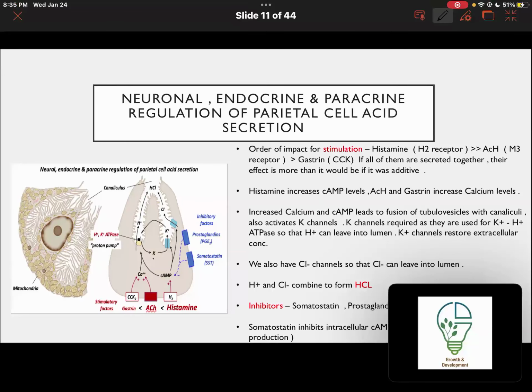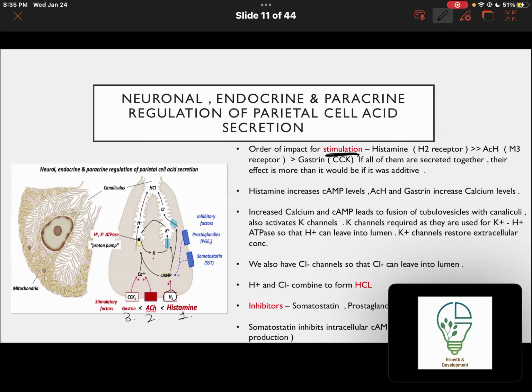So we're going to talk about the 3 main factors that lead to an increase in HCl, which stimulate HCl. So stimulation first. The first one is histamine, which is over here. Histamine, okay? Then we have acetylcholine, and lastly, we have gastrin. So all of these act on different receptors. Histamine acts on the H2 receptor. As you can see in the diagram, this is the H2 receptor.